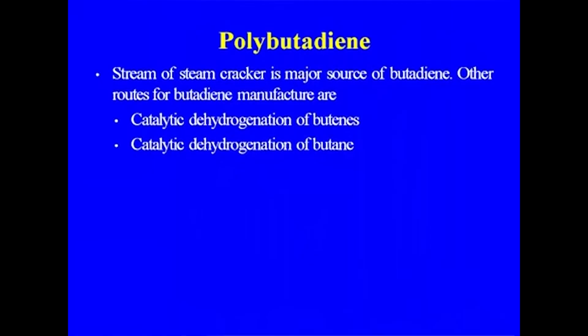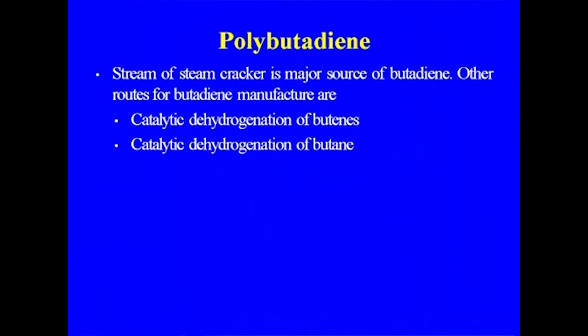Now, let us discuss the polybutadiene, because this is another important derivative of butadiene, and at the same time one of the important synthetic rubbers. Before going into detail about the polybutadiene process, let us discuss what the sources of butadiene are. Although I have discussed this while discussing petrochemicals, the steam cracker is the major source of butadiene.